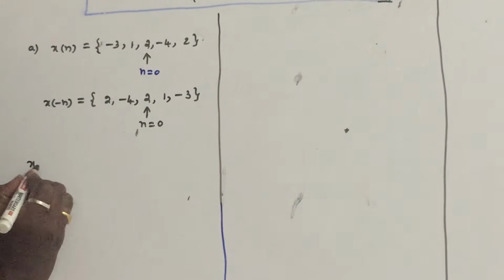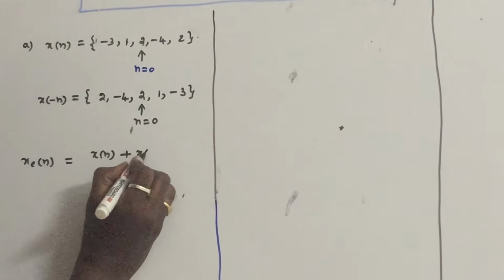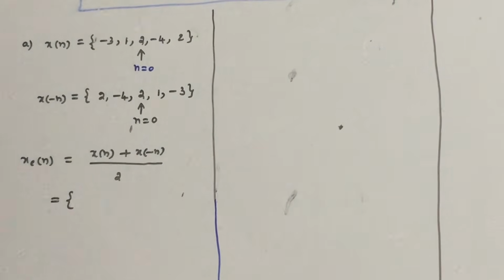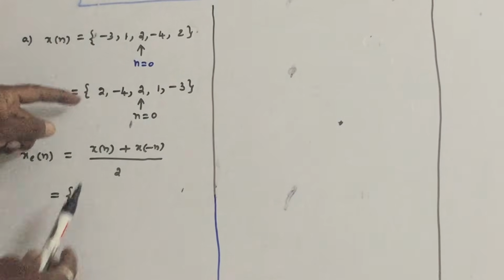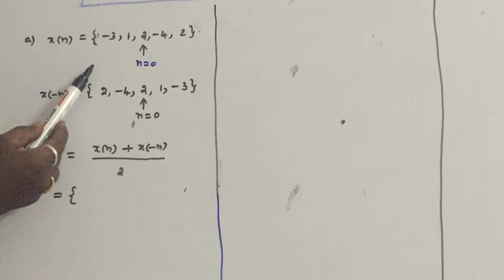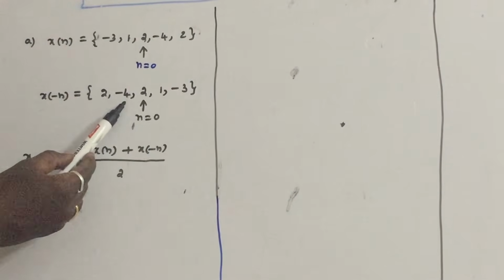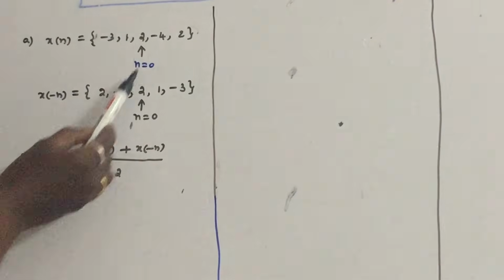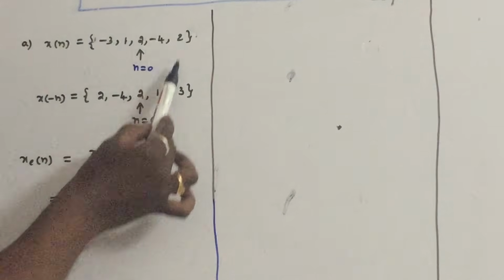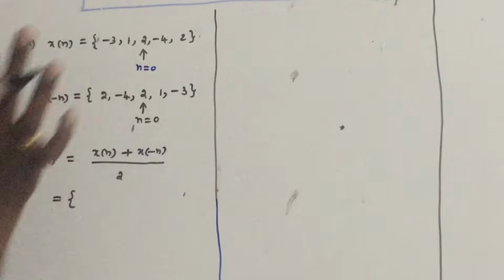So let us rewrite the formula: xe of n is equal to x of n plus x of minus n by 2. While adding, you have to remember that we always have to add the corresponding samples. That means n is equal to minus 2 sample we have to add with n is equal to minus 2 sample, n is equal to minus 1 sample with the corresponding n is equal to minus 1 sample, n is equal to 0 sample with n is equal to 0. Like that we have to add the corresponding samples only. We have to remember this condition while adding.